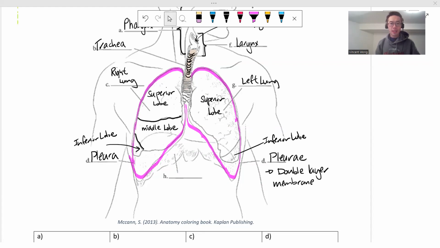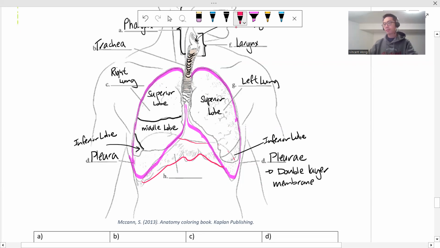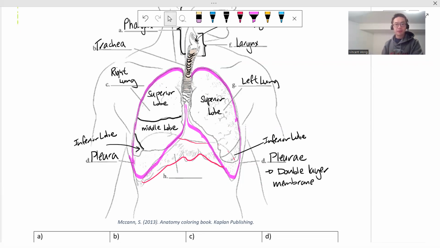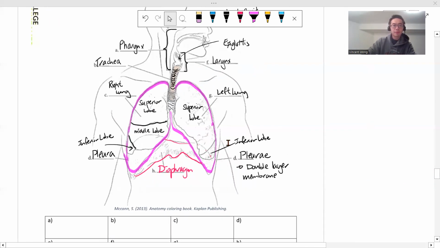Okay, what about this structure right here at the bottom? Anybody? Diaphragm. That is the diaphragm. Very good. Okay, so the diaphragm, as we'll see, moves up and down, and it helps us breathe. So that's it. Pretty straightforward.